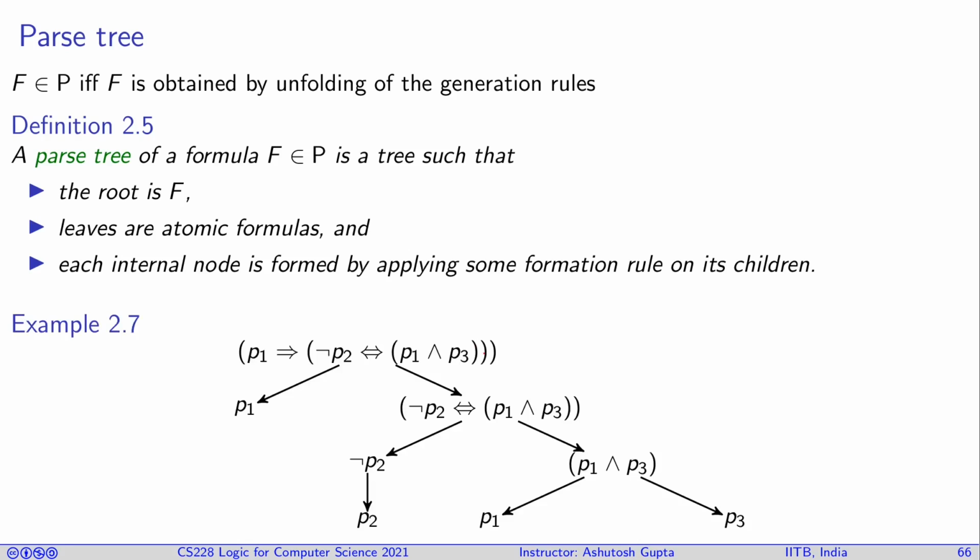Let's suppose you have this formula and you applied the formation rule for implication. Then you obtain the formula from its children, which is P1 and this formula. Similarly, this formula is constructed by applying not to P and this formula, and obtaining this formula. You see that for a string to become a formula, it must have a parse tree. How else can it belong to P? But how do you know that a given string has a parse tree or not?